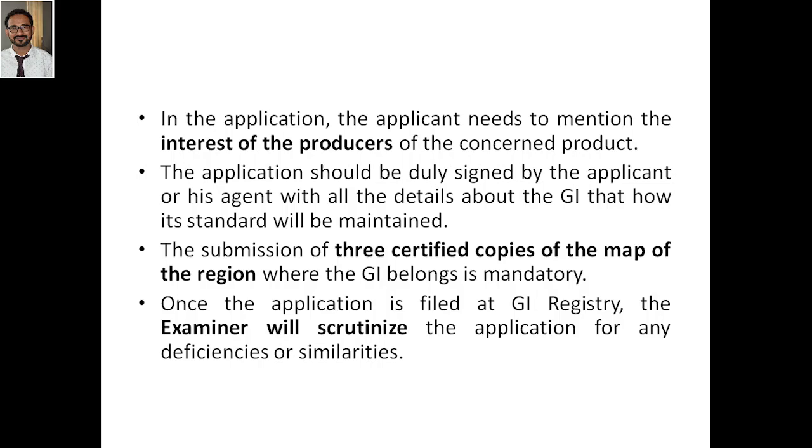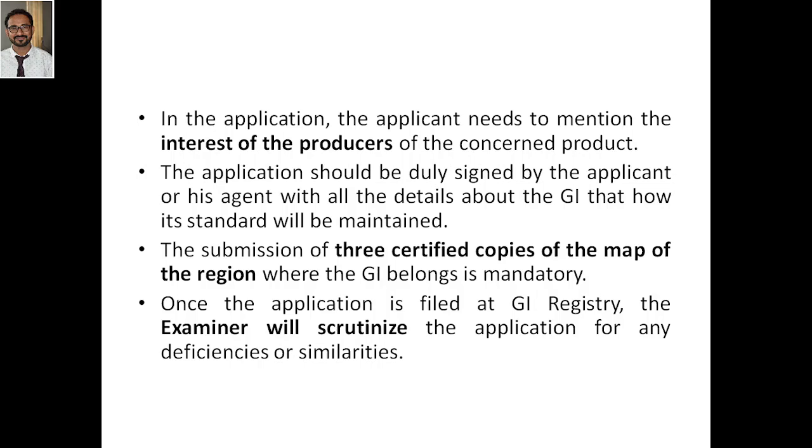Now the submission of three certified copies of the map of the region to which the GI belongs is mandatory. Along with the signature, you should make sure that you mention how we are going to maintain the standard, because GI means standard quality, and only then will it go viral and people will want to buy it and have those kinds of products. Now along with that, what else do they have to submit?